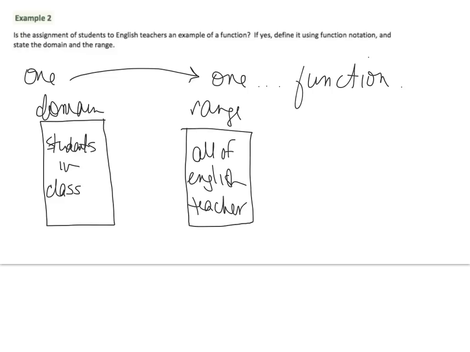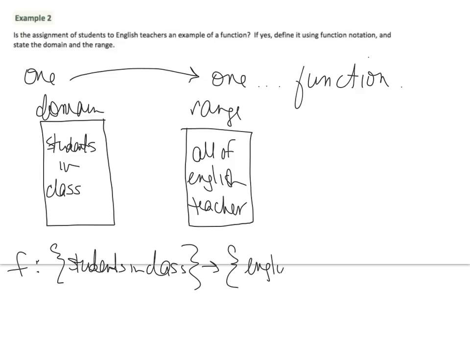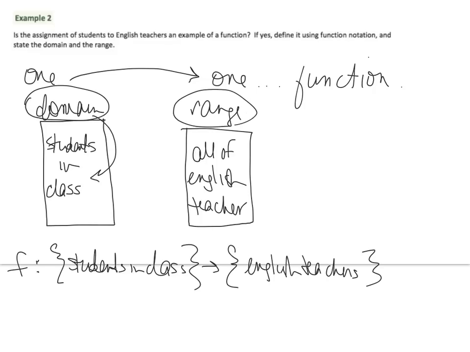all of the English teachers in your school, right? So my function notation would be F such that the set of students in your class goes to the set of English teachers in your school. And we have the domain and the range. I would just write the domain is the students in class, the range is all of the English teachers, because we're assigning students in the class to the English teacher according to their class schedule. All right, let's talk a little bit about this. I'm going to give you one.